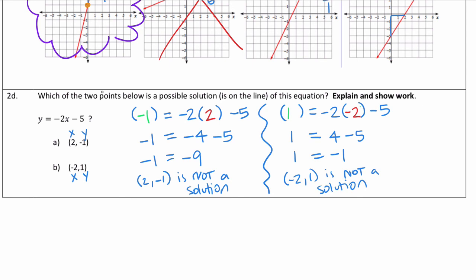So when it says which of the 2 points is a possible solution, neither. I think I spelled that wrong. But neither one of those points makes the equation true. So if I were to graph this equation, that point would not be on this line, and this point would not be on this line. There's an infinite number of points that are on this line that would make it true, but these are not 2 of them. So those are not solutions.